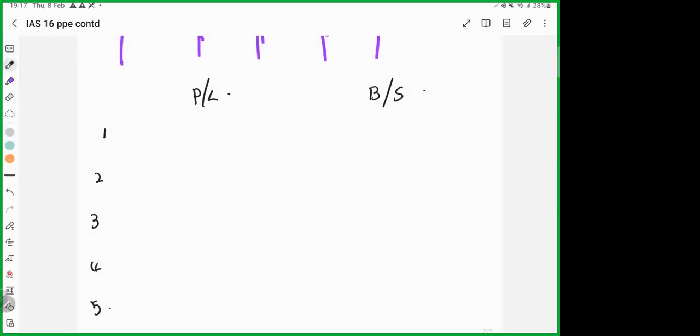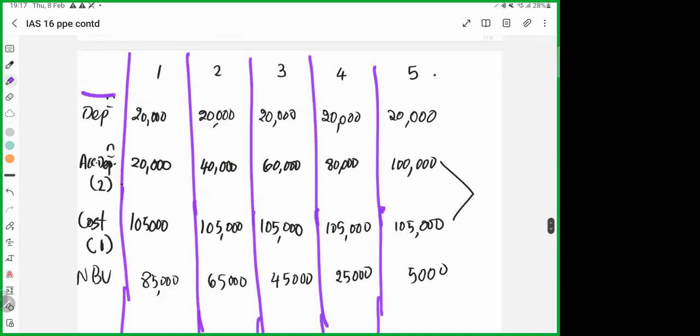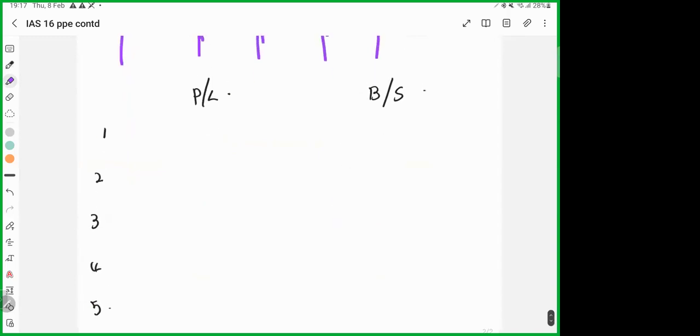So, how much depreciation expense must be taken in year 1? Clear? Every year my depreciation will be the same. Did you understand this?